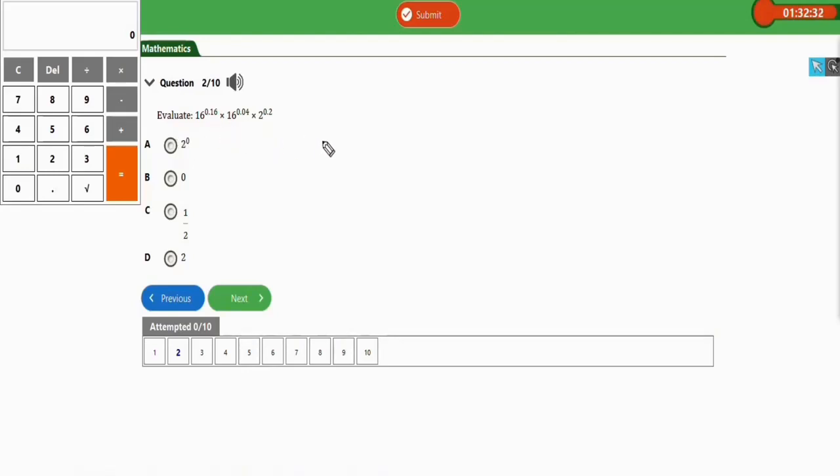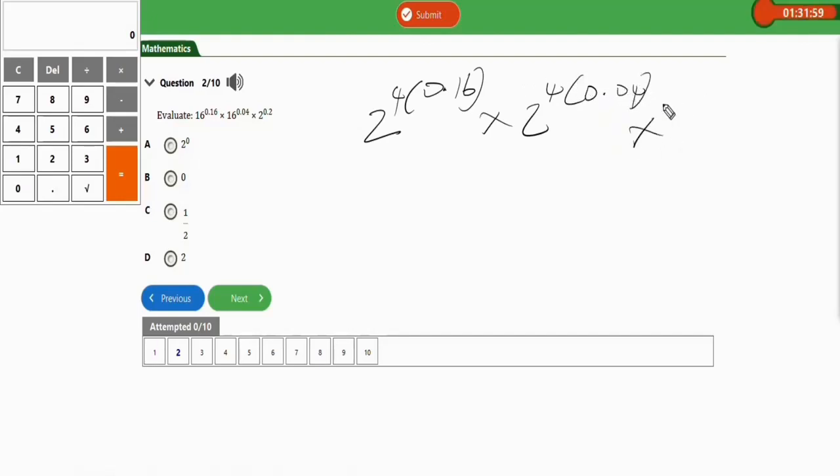So another way to express 16 to the power 0.16, for the base to be the same, to equate these two here, this will give us 2 to the power 4. Our 2 to the power 4 is 16. 2 times 2 times 2 times 2, that's 16. So this will give us 2 to the power 4 times 0.16. Times 16 to the power 0.04 is the same as 2 to the power 4 times 0.04. Close the brackets. Then times the 2 we have here.